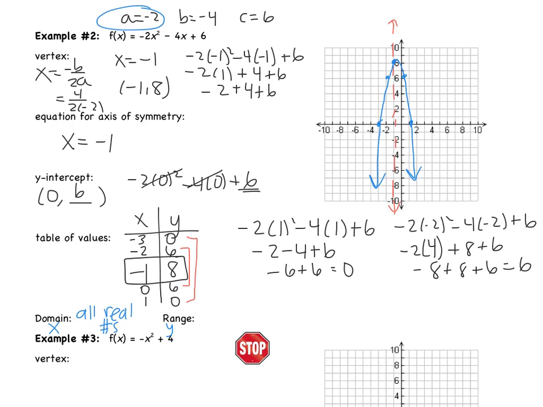Now my range is for y. If I start at the origin and I go up, I notice that the graph stops when y equals 8. 8 is the highest that y can take on. From there, y decreases. So my range is y is less than or equal to 8. 8 is the maximum that it can be.